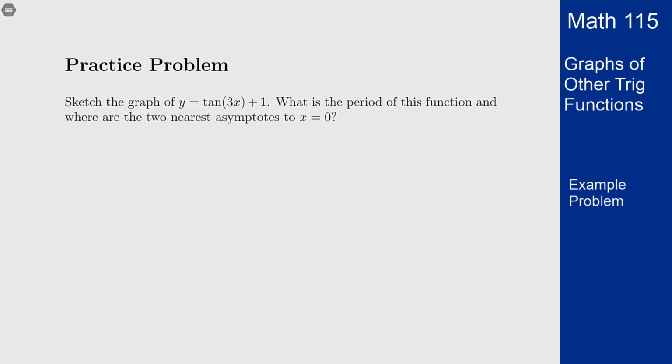For this example, we want to sketch the graph of a tangent function and figure out its period where the asymptotes are nearest to 0. So we know the general shape of a tangent function has the two asymptotes and it goes upwards between them. What happens if we change some of the parameters here?